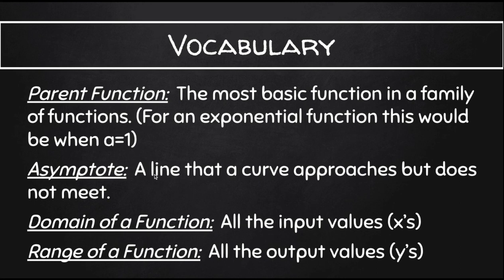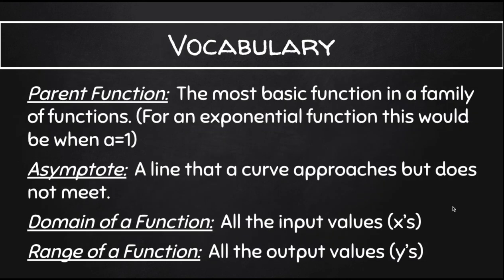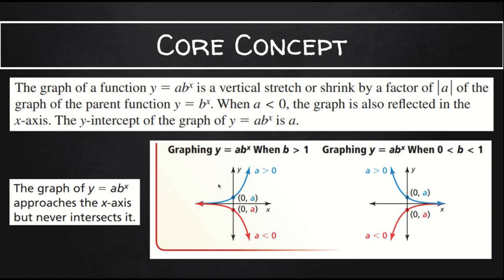Your asymptote is a line that the curve approaches but does not meet. So if we look at this, our asymptote here is 0. It approaches 0, but it doesn't actually meet 0. Same thing here. It approaches 0, but it does not actually meet 0. And your domain of the function would be all the input x values. So if we look here at our blue line, we know that this could extend forever along the x-axis that way and forever along the x-axis that way. So for this blue part, our domain is all real numbers.